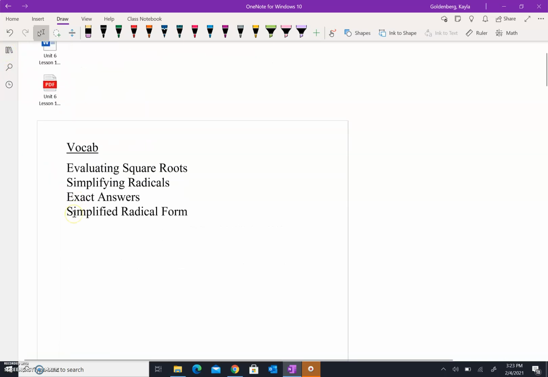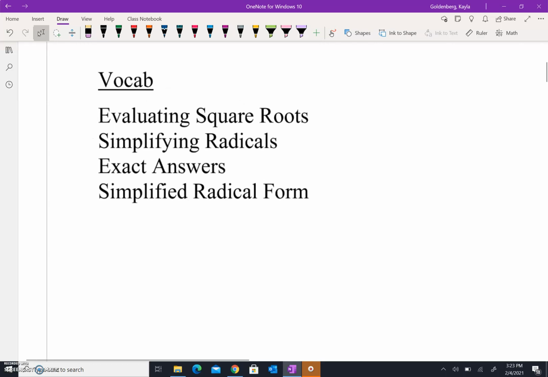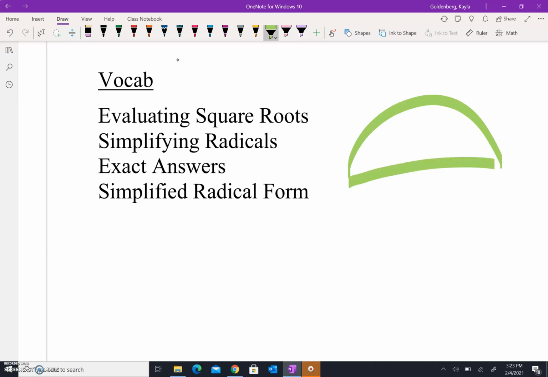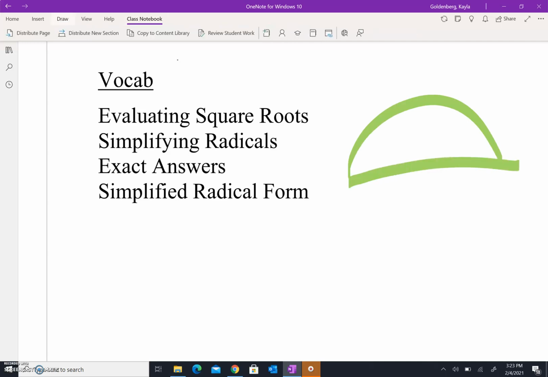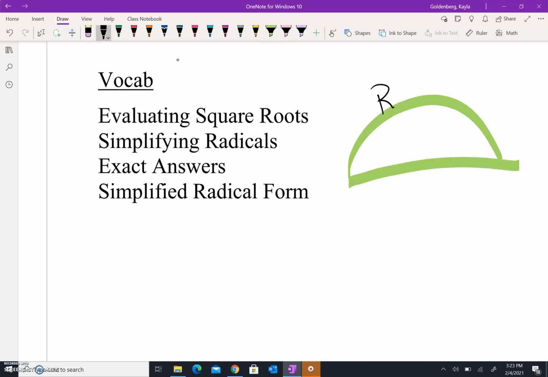So some vocab that you're going to hear in the video. We're going to evaluate or simplify square roots, right? Radicals is a fancy umbrella term. If you hear the word radical, it applies to things like square roots, things like cube roots, the fourth root of a number. It applies to any root.